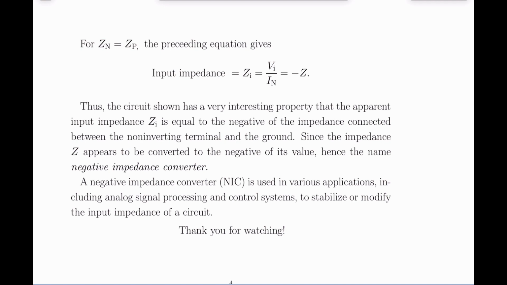A negative impedance converter is used in various applications, including analog signal processing and control systems, to stabilize or modify the input impedance of a circuit.